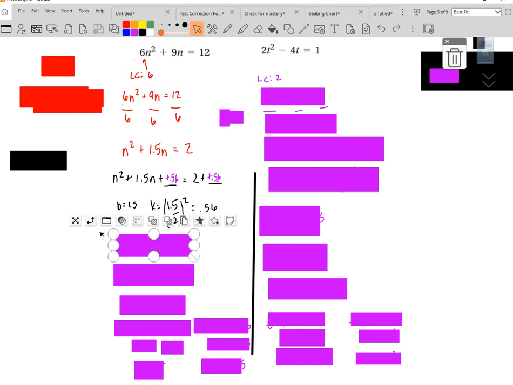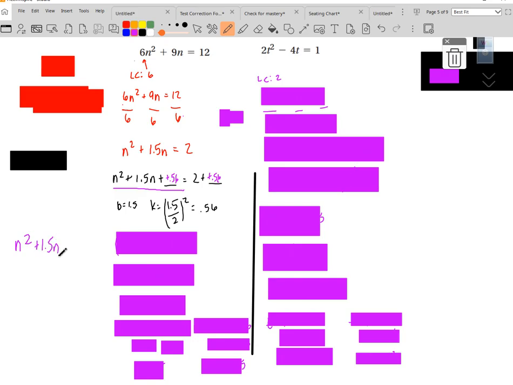Alright, and when we do, this is what we wind up with, right? Maybe I left out a step. Yeah, I think I left out a step. So the step here, we'll put it to the left, is n squared plus 1.5n plus 0.56 equals 2.56.